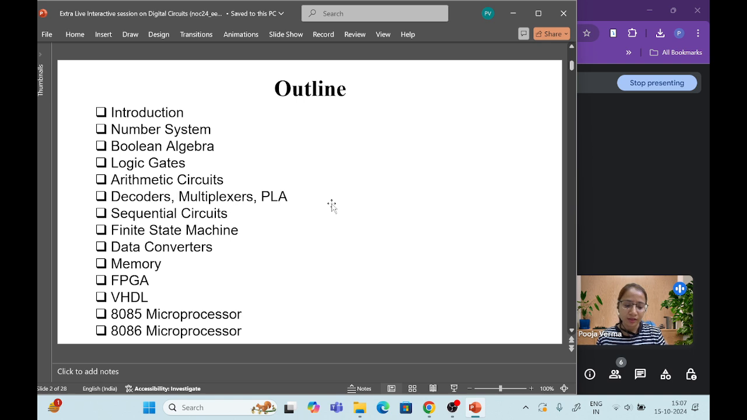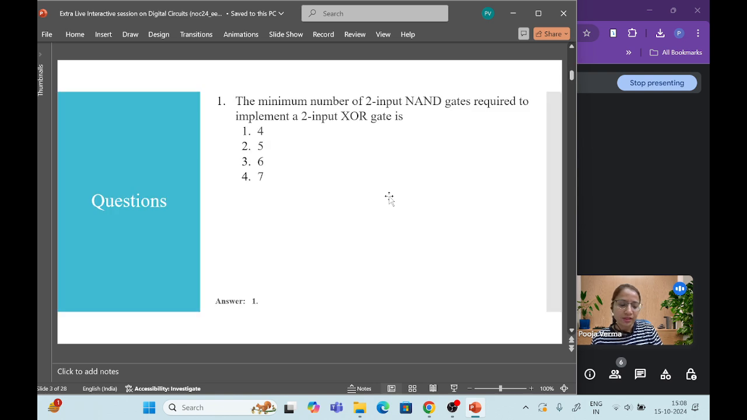In this session, we will solve some more numerical problems which are related to GATE, and which are also important from your exam point of view. So let's practice some more questions. You can use the chat box, or you can unmute yourself to ask questions and interact.